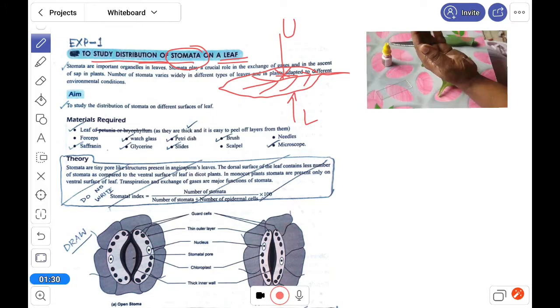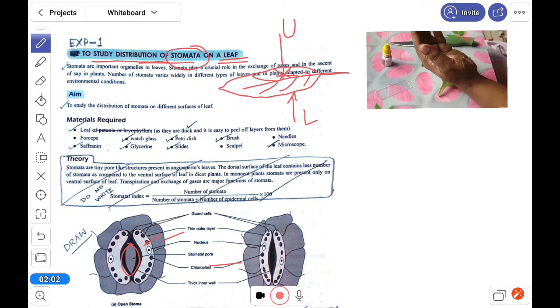Here, in the practical laboratory, how we can do it, that we first have to learn. About the theory part, I am not giving stress here, and I think you know what a stomata is and how it looks, the stomatal pore, the guard cells, the subsidiary cells, and how it opens and closes.